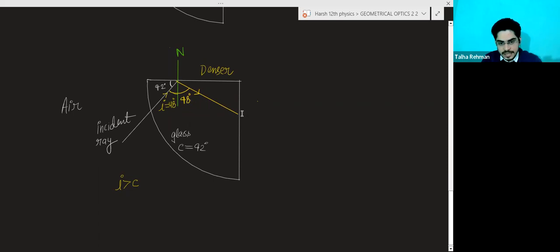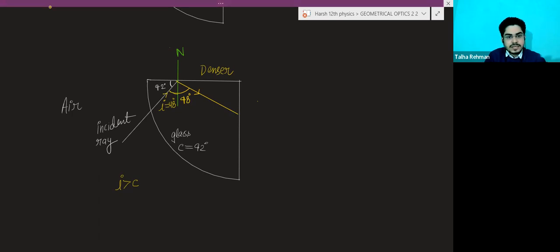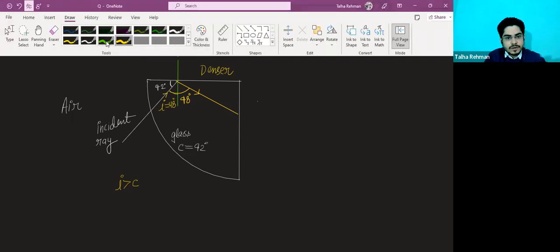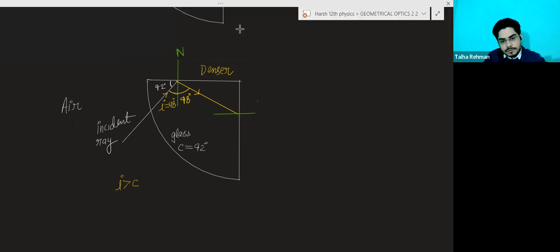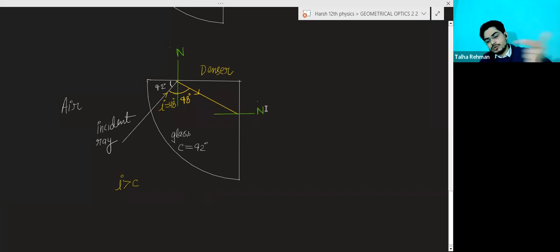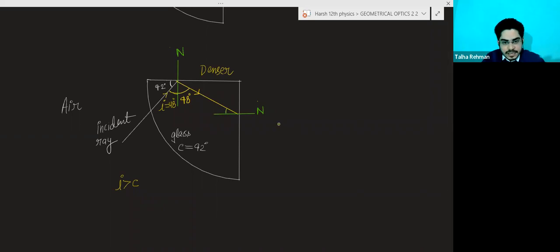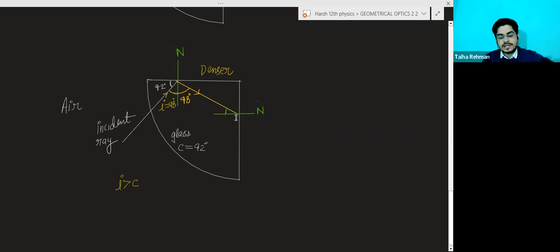Now after this, at this interface, see what will happen. Again we will draw the normal here. So this is the normal. This light ray is in the denser medium right now, and it is going into the rarer medium. So we want to find what is the angle of incidence, meaning this angle. If we get this angle, then we can easily predict the direction of the ray.